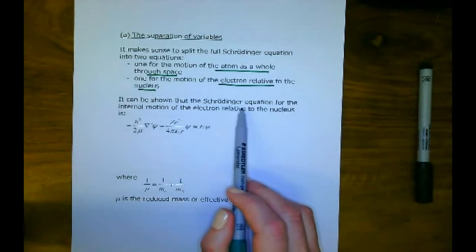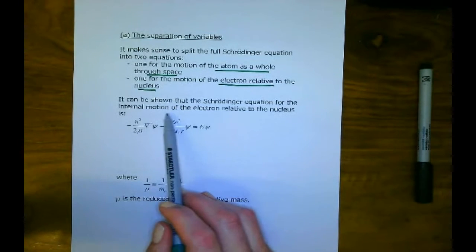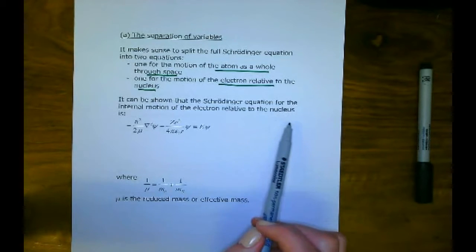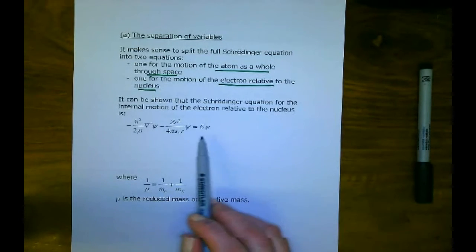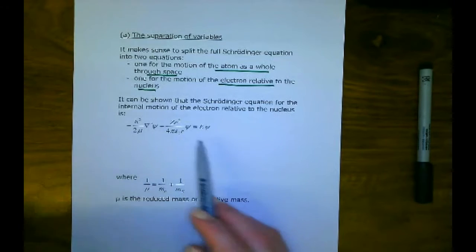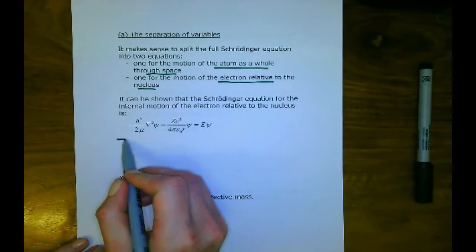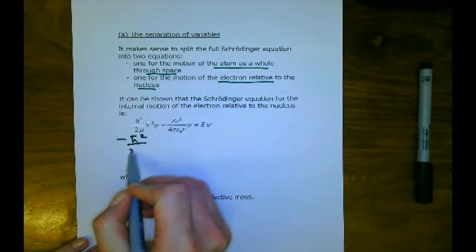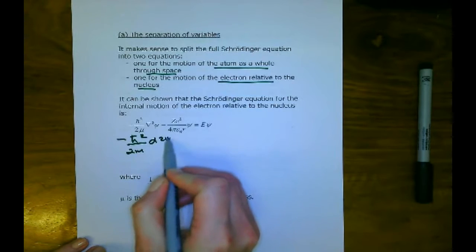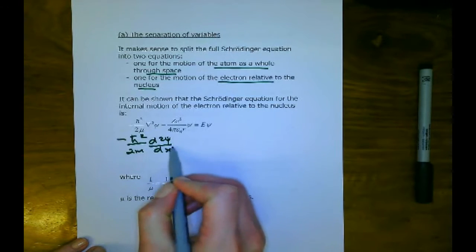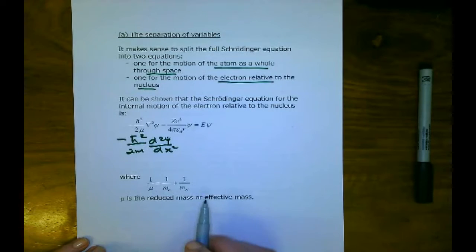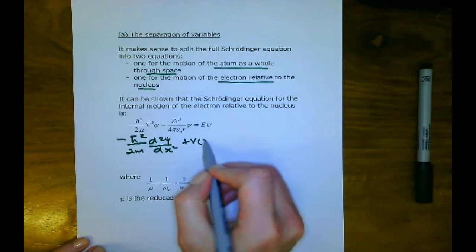In this case, the Schrödinger equation for the internal motion of the electron relative to the nucleus in a stationary atom is given by this equation. Now, let's first have a look at how this equation compares to our typical Schrödinger equation.